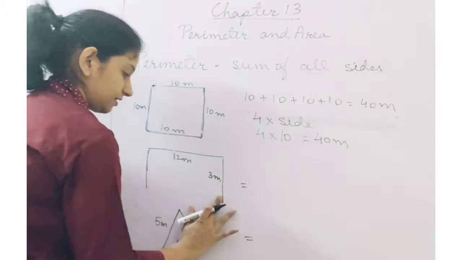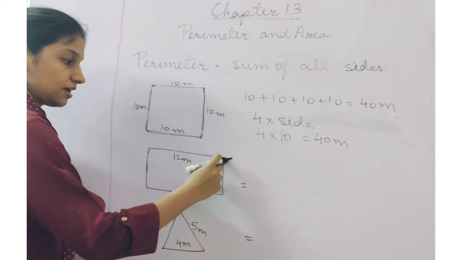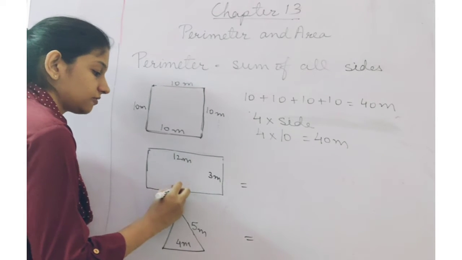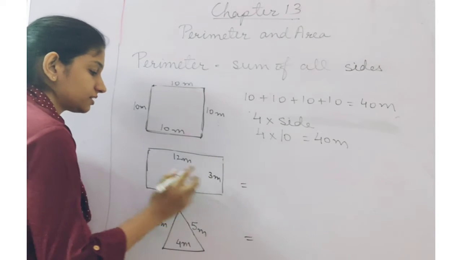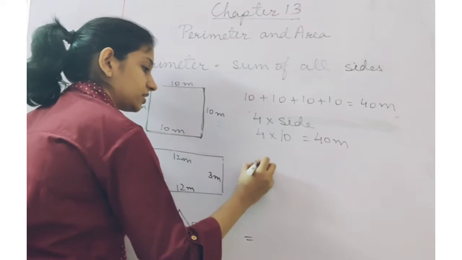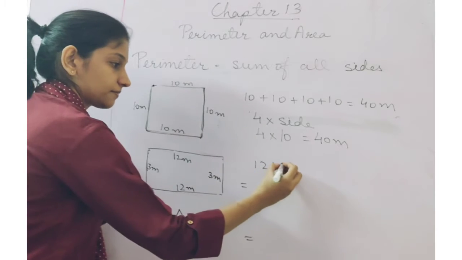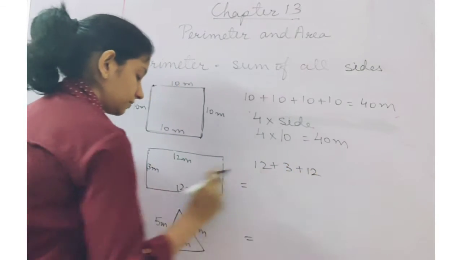Now coming to rectangle. Okay, in the rectangle you have this is the length and this is the breadth. In a rectangle opposite sides are equal. So that means if this is 12, so this will also be 12. And if this is 3, then this will also be 3. Right? Now let's add all the sides and see what is the perimeter. So 12 plus 3 plus 12 plus 3.